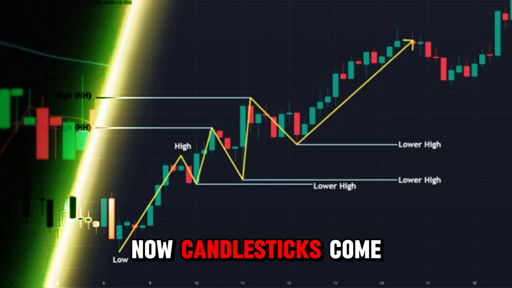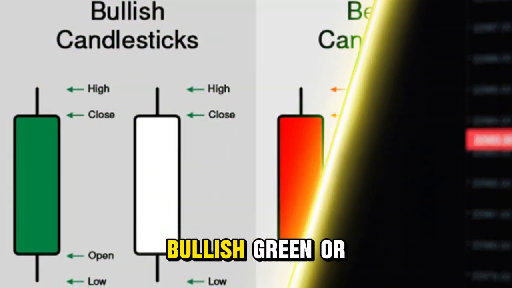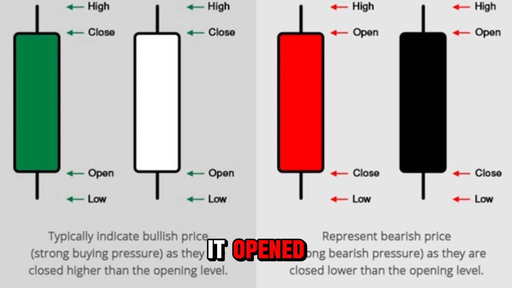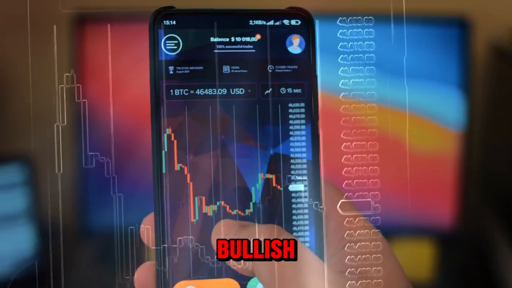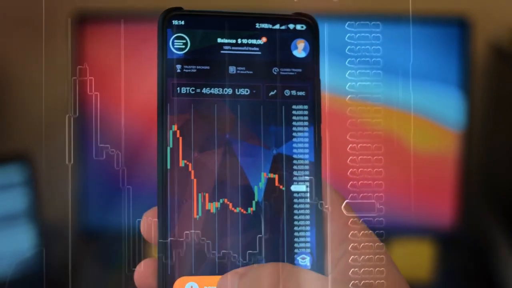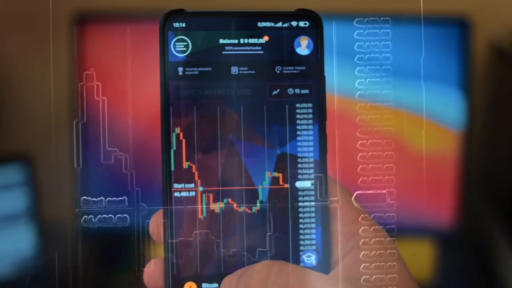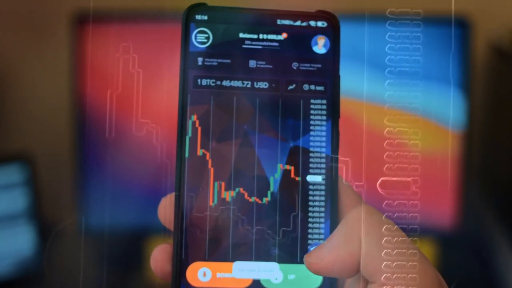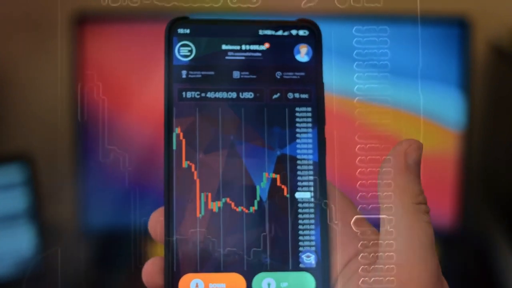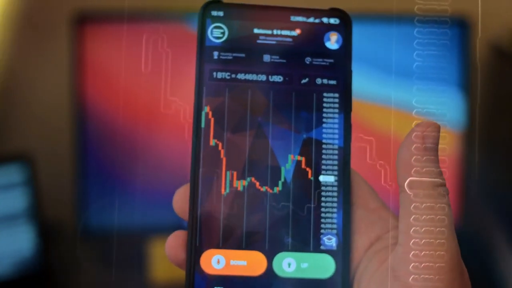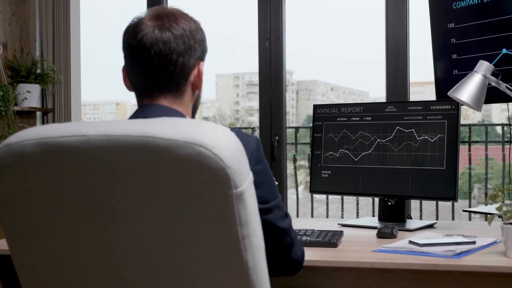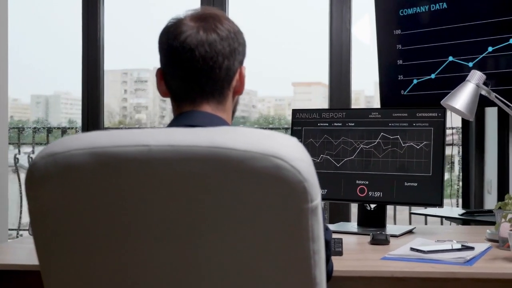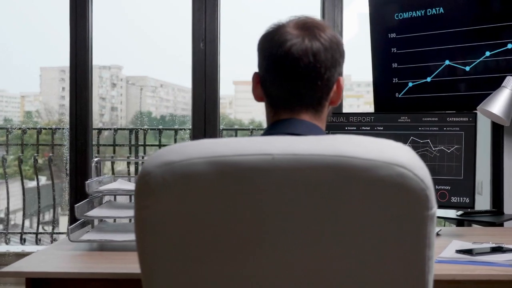Now, candlesticks come in two types: bullish, green or white. If the price closes higher than it opened, the candlestick is bullish. This shows the market is trending upwards. Bearish, red or black. If the price closes lower than it opened, the candlestick is bearish. This shows the market is trending downwards. By looking at these candles, traders can get a snapshot of market sentiment and decide whether it's a good time to buy or sell. Pretty cool, right?